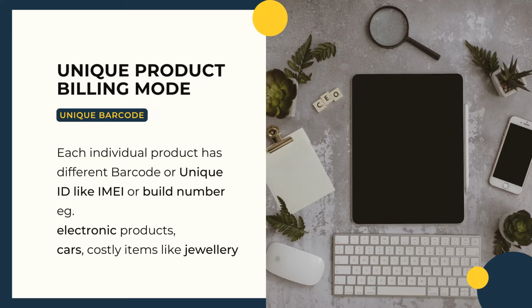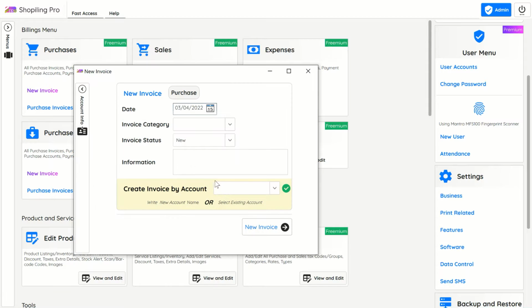In this video we will demo how to manage unique barcode products like computers, cars, mobiles. To maintain records you have to add a purchase entry.